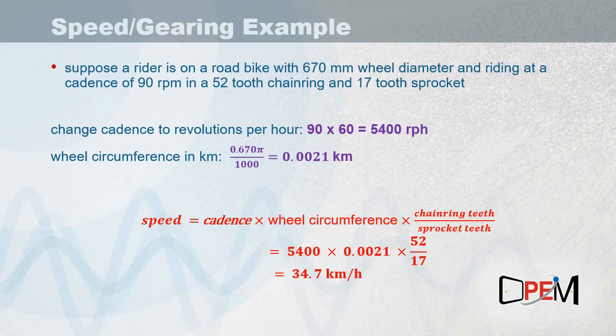Now you can see that if the rider increases the cadence, the rate at which they're turning the pedals, of course, their speed will increase. And similarly, if they went to a smaller number of sprocket teeth on the rear wheel, their speed would increase at the same cadence. Or conversely, 52 teeth tends to be a bigger chainring. If they went to a smaller chainring with 39 or 36 or 34 teeth, then that changes the numerator, which means their speed would decrease for the same cadence.